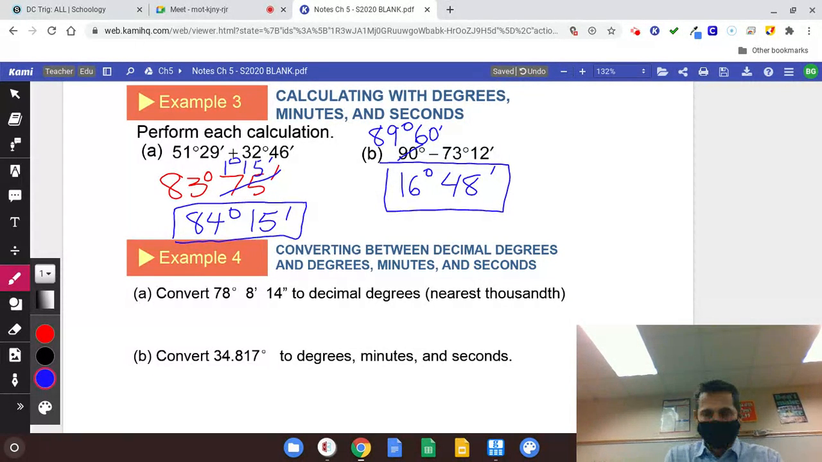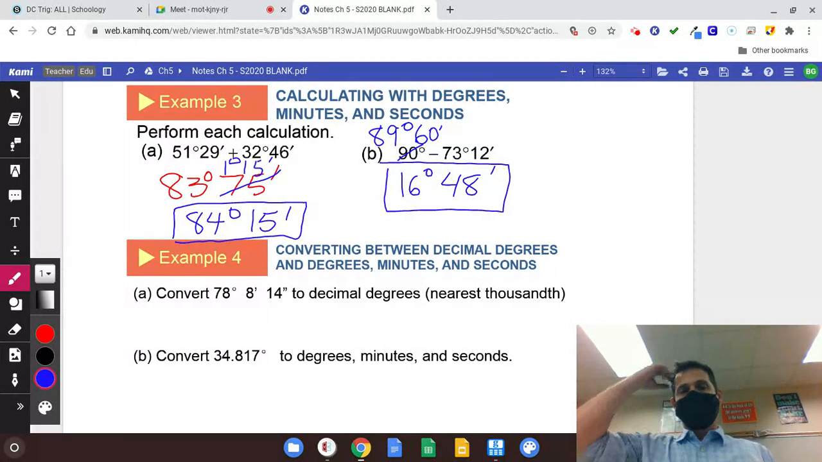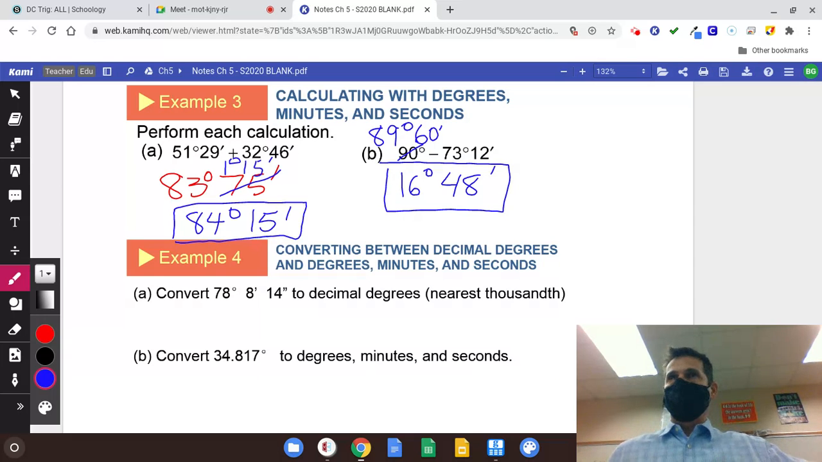Example 4, we're going to have to convert. And this is probably the hardest thing of the lesson, I think. Convert 78 degrees, 8 minutes, 14 seconds to decimal degrees. Before we start, just think about what that means. That means 78 point something, right? If it was 78 degrees and 30 minutes, that would be 78.5. So this is definitely less than 78.5.